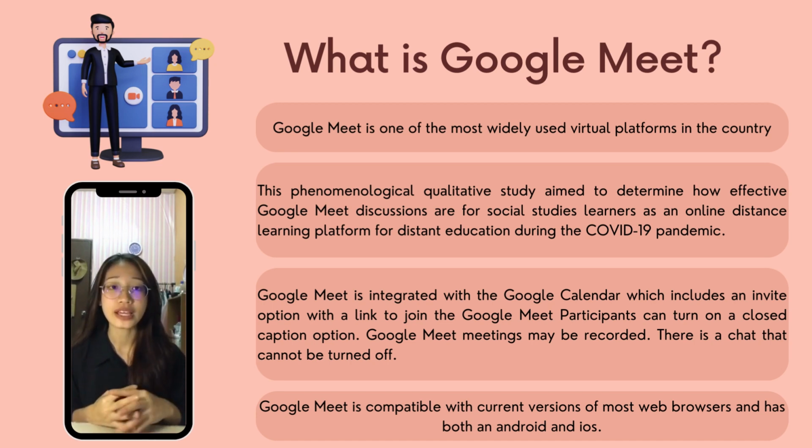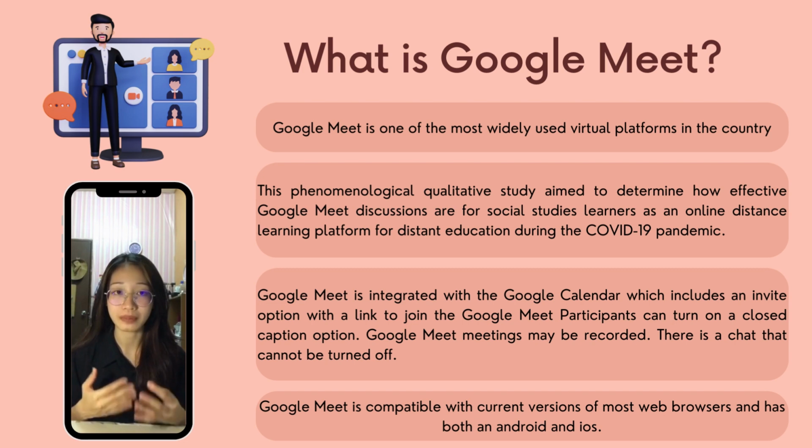Google Meet is integrated with Google Calendar, which includes an invite option with a link to join the Google Meet. Participants can turn on the closed caption option. Google Meet meetings may be recorded. There is a chat which cannot be turned off, and the meeting organizer or participants may share their entire screen or a specific window.